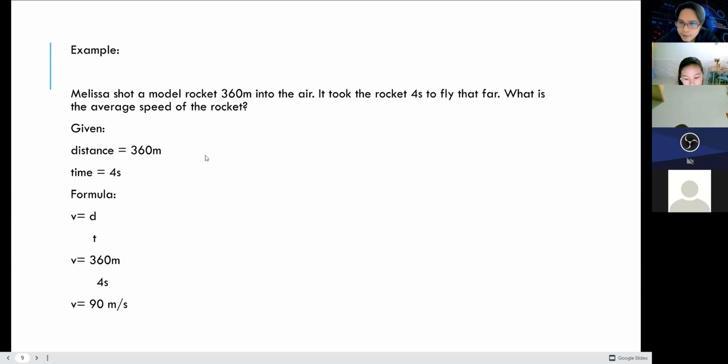And then solve: 360 meters divided by 4 seconds, because it took 4 seconds for that rocket to fly that far. 360 divided by 4 is equal to 90 meters per second. It's 90 meters per second.